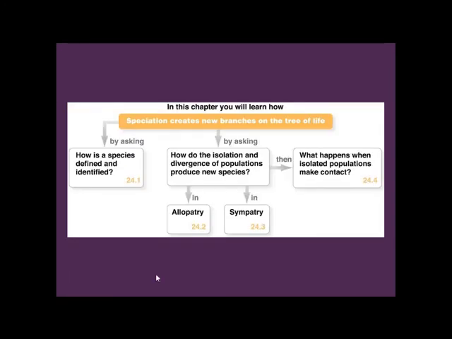All right, so hopefully in this chapter, you've learned how a species is defined and identified, how species diverge, and what happens after the species diverge when the isolated populations come back in contact with one another.